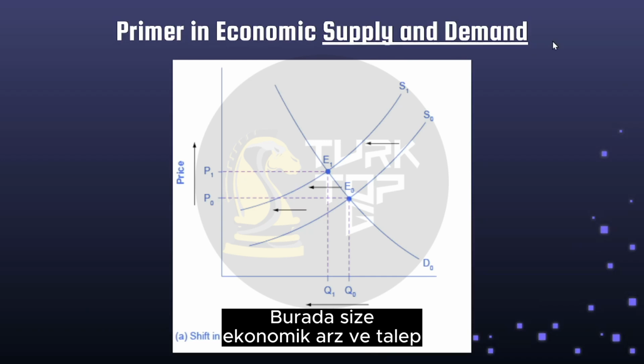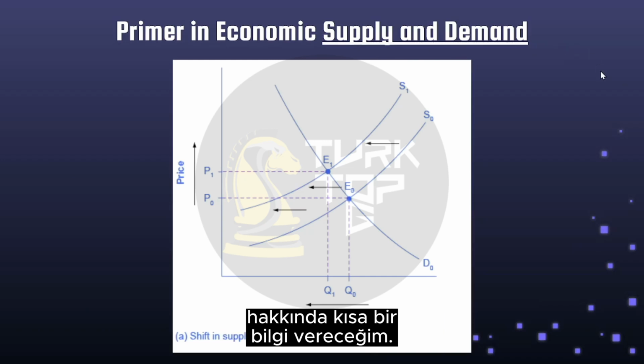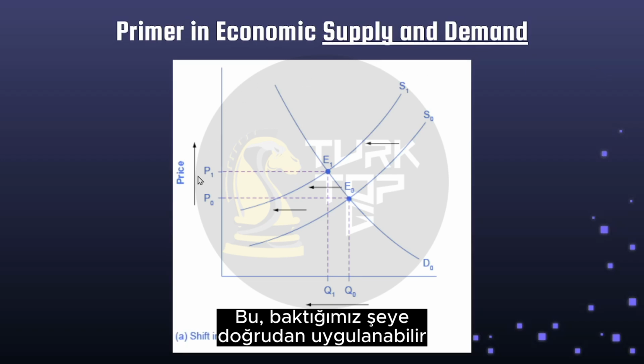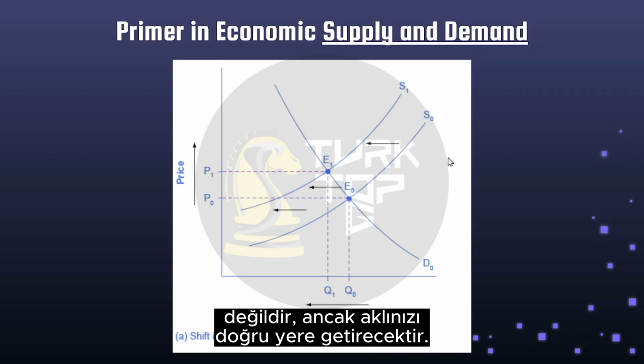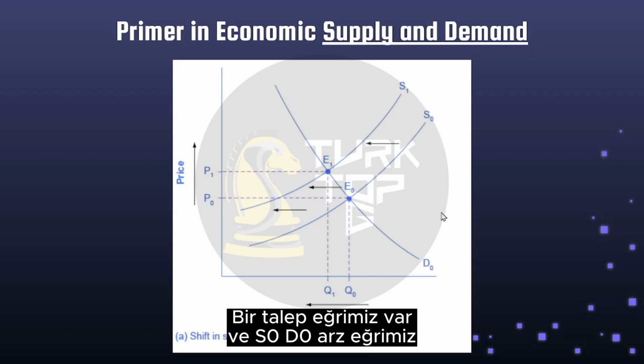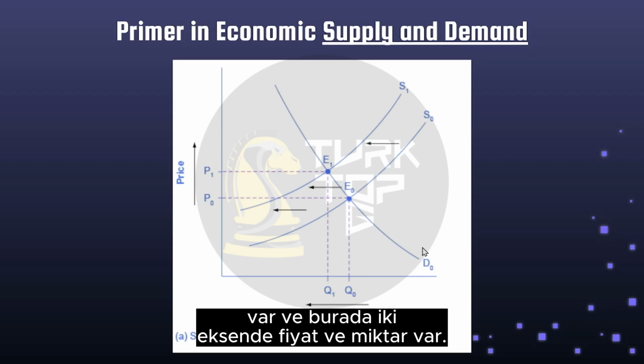I'm just going to give you a quick primer here in economic supply and demand, which will give you a little bit of an idea of what we might be looking at today. This isn't directly applicable to what we're looking at, but it'll get your mind in the right space. So if you have never seen a supply and demand model before in economics, this is pretty much what it looks like. We have a demand curve and we have a supply curve, S0, D0, and we have price and quantity here on the two axes.